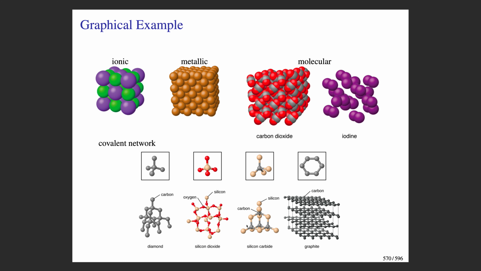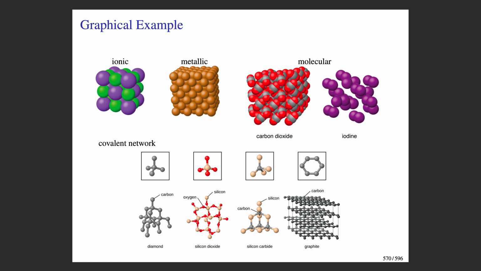Here's some graphics representing the different types of solids. So an ionic solid, you'd have something like sodium cations and chlorine anions that form a crystal structure where every chloride is surrounded by a sodium cation and every sodium cation is surrounded by chloride ions. In a metallic solid, you basically have just this crystal of metal cations surrounded by valence electrons.